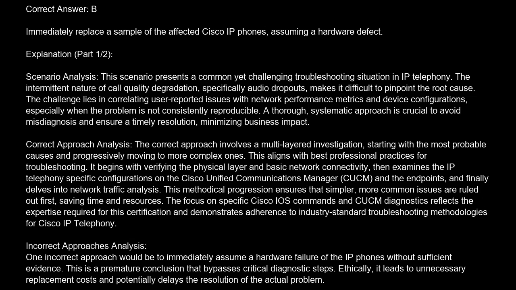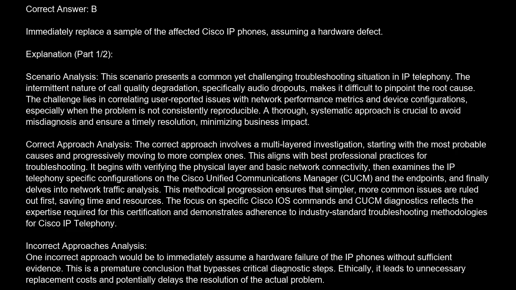The correct answer is B. Immediately replace a sample of the affected Cisco IP phones, assuming a hardware defect. Explanation: scenario analysis. This scenario presents a common yet challenging troubleshooting situation in IP telephony. The intermittent nature of call quality degradation, specifically audio dropouts, makes it difficult to pinpoint the root cause. The challenge lies in correlating user-reported issues with network performance metrics and device configurations, especially when the problem is not consistently reproducible. A thorough, systematic approach is crucial to avoid misdiagnosis and ensure a timely resolution, minimizing business impact.